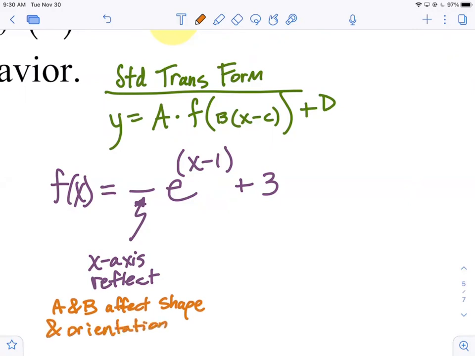Okay. And by that, I mean whether it opens up or down. Once you know what A and B do to the graph, then it's just a matter of picking it up and moving it somewhere. Left, right, up, down. You no longer change the shape or orientation.